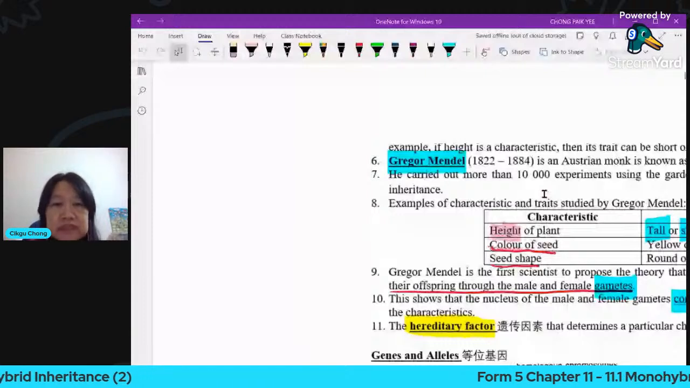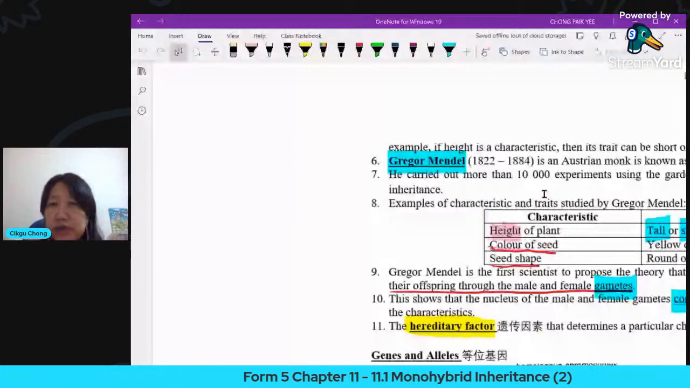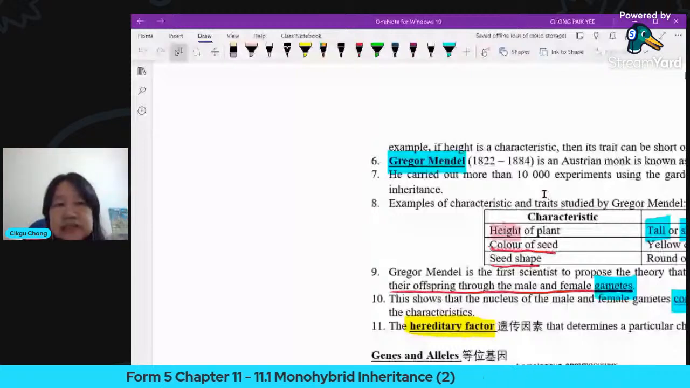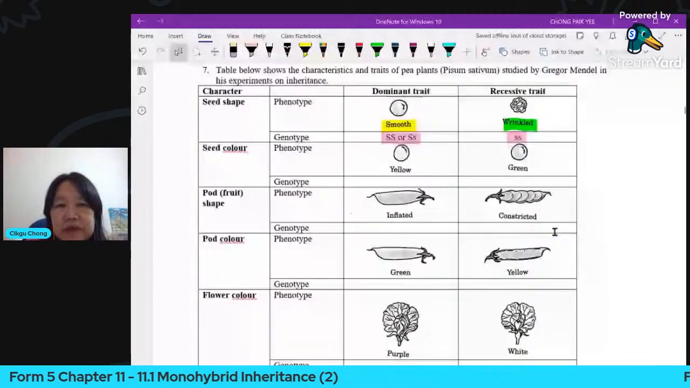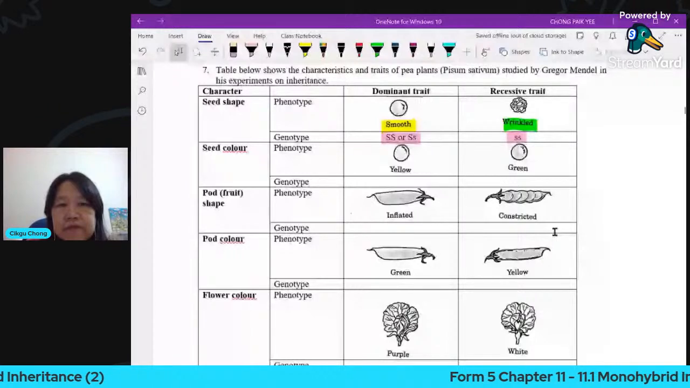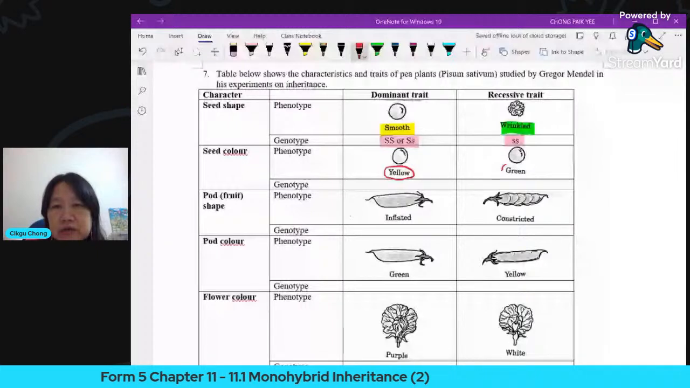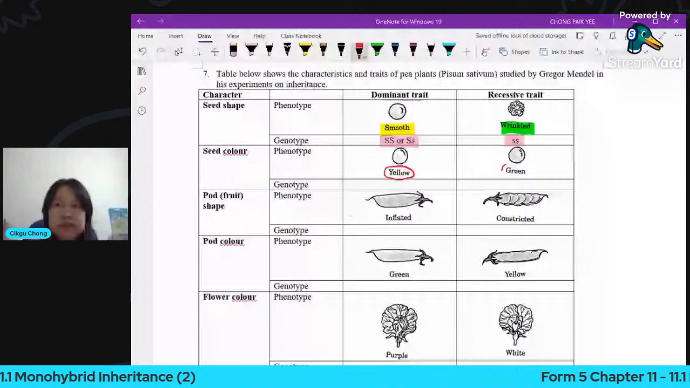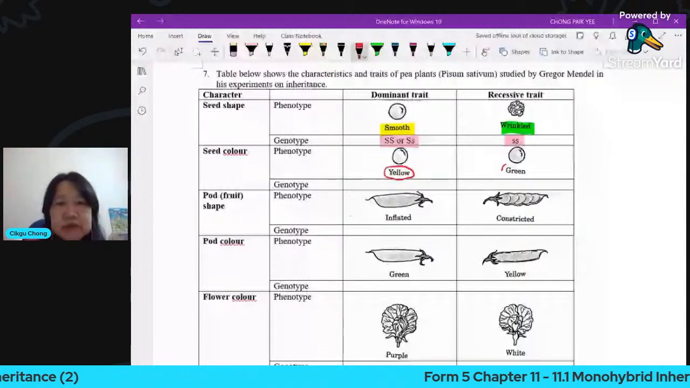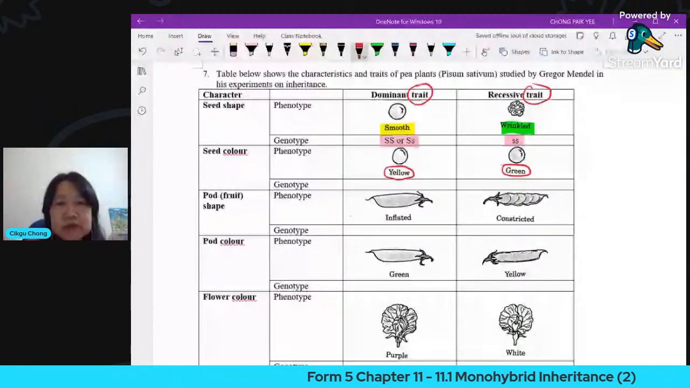So let me go through this one first. I didn't show the answer to all of this. So let's look at seed color. Phenotype is what is observable. The color is yellow, you can see it from the outside. That's called phenotype. And the other type will be green. So these are traits. Trait means the different variation of the characteristic. Seed color is the characteristic. The trait is either yellow or green.